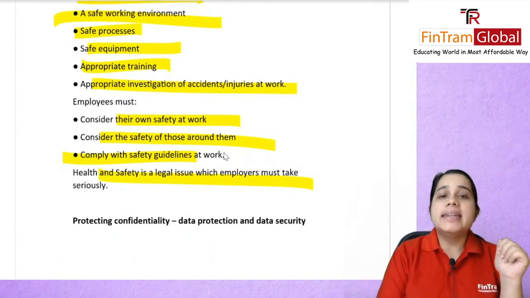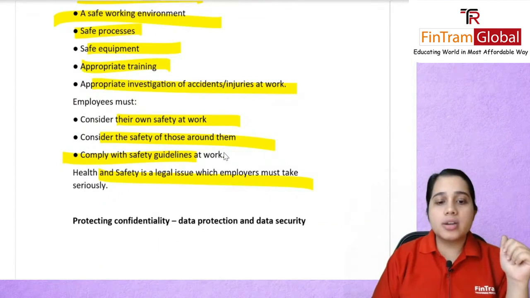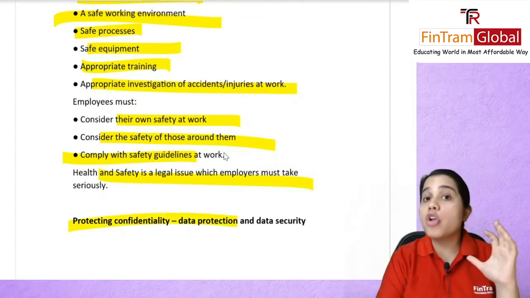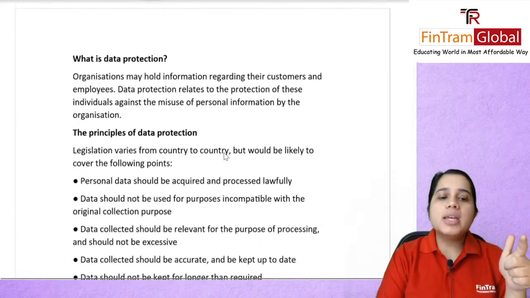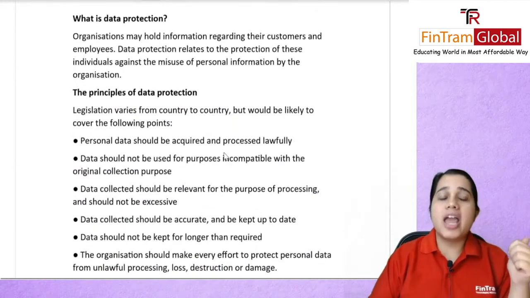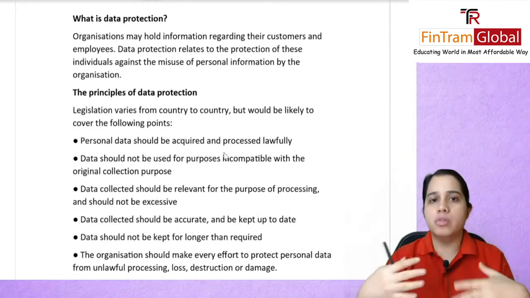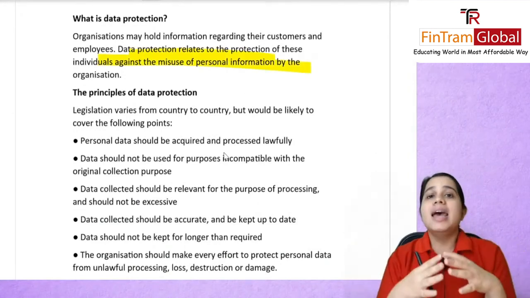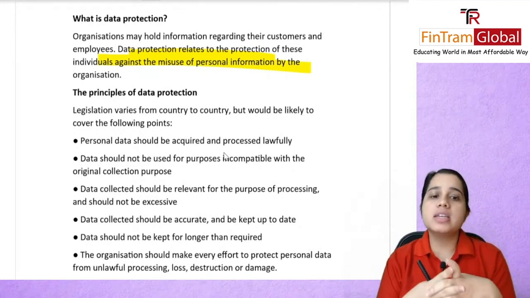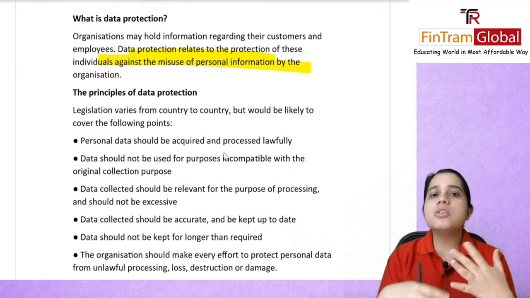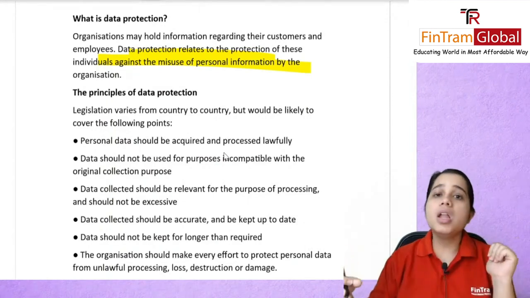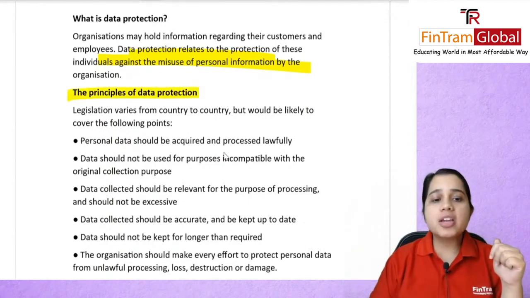Next is data protection and data security, basically protecting confidentiality. Organizations of course hold a lot of information about customers and employees, and it is their responsibility to protect all of these individuals' data against misuse, like someone hacking or misusing their information. What were the principles of data protection?